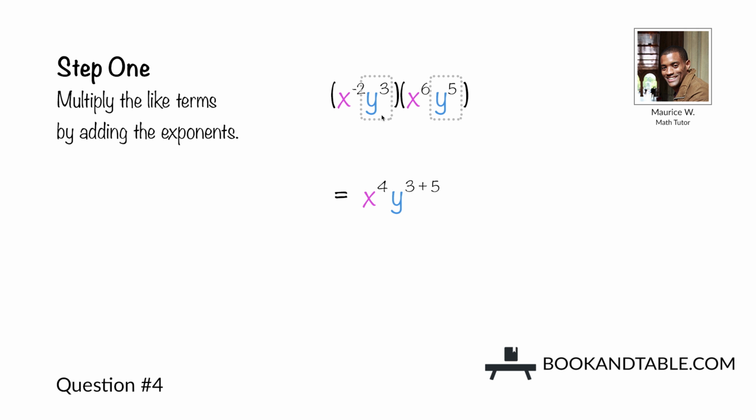Then for our y, we have y to a power of 3 times y to a power of 5. When we add their exponents, we get y to a power of 3 plus 5, which is 8. So the final answer to question number 4 is x to a power of 4 times y to a power of 8.